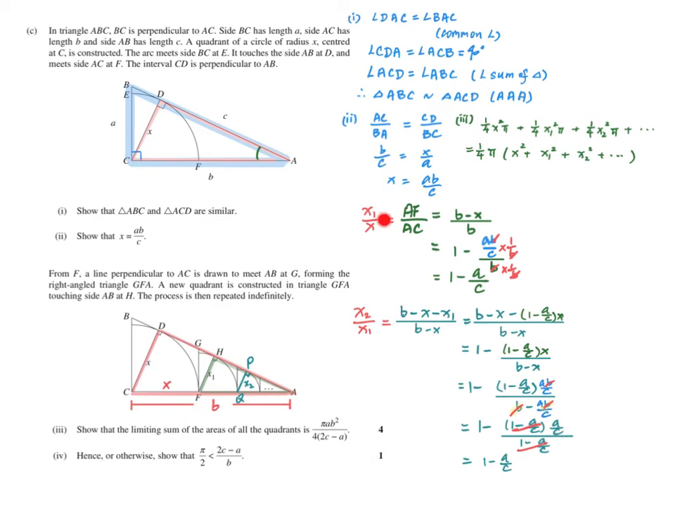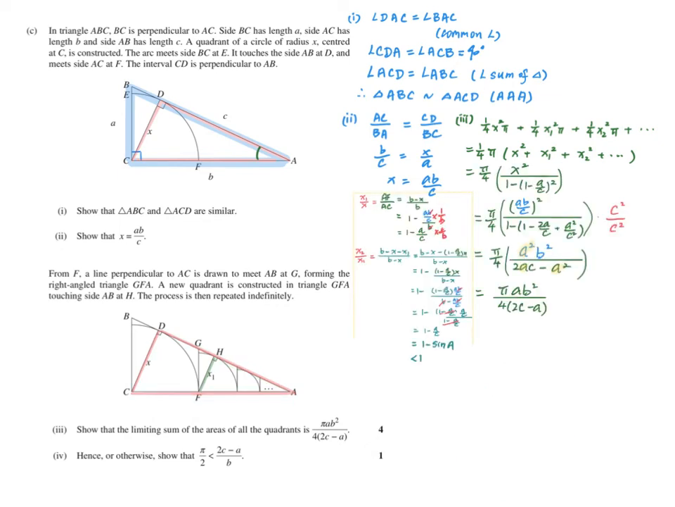Just like what we have anticipated before, the ratio of x1 to x is equal to the ratio of x2 to x1. They are in the ratio of 1 minus a over c. Now we have just proved that x, x1, x2, x3 all the way, they are in geometric sequence with the ratio 1 minus a over c. The square of each term, x squared, x1 squared, x2 squared, x3 squared, they are also a geometric sequence with the ratio 1 minus a over c whole square.